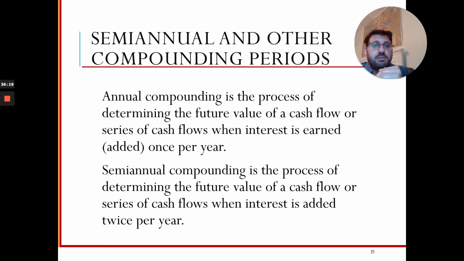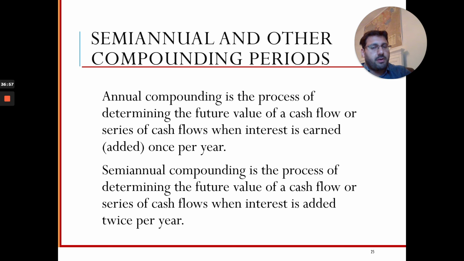So when the interest is being paid more than once in a year, right? Let's suppose if it is getting paid 2 times in a year, so we call it semi-annual compounding. If it is giving you the interest after every 3 months, we will call it quarterly compounding. If it is giving you the interest after every month, we will say that it's monthly compounded, right? So it means interest is being paid 12 times in a year, after every month. So annual compounding is the process of determining the future value of a cash flow or series of cash flow when the interest is being earned only once per year.